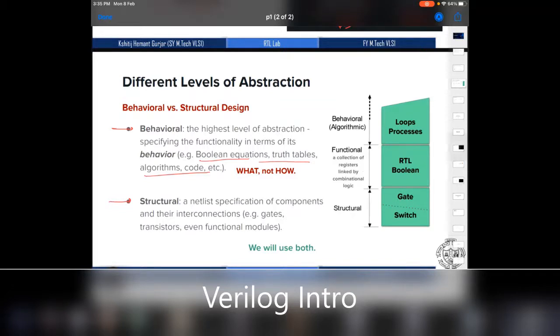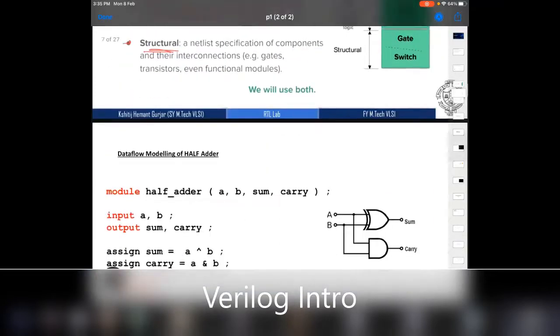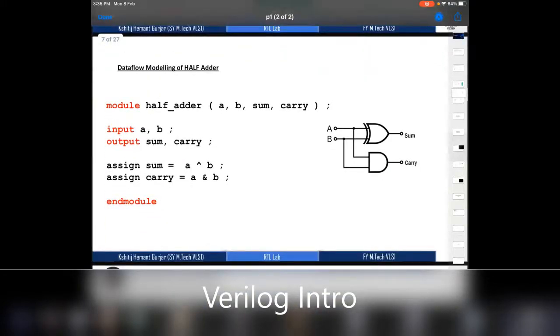Next is the structural, where you know the netlist, or what we can say, the gate diagram of your full adder, right? So you picture that diagram in front of you, and then you just make the appropriate connections in your Verilog code, and afterwards you get your full adder design. So these things we will be using.